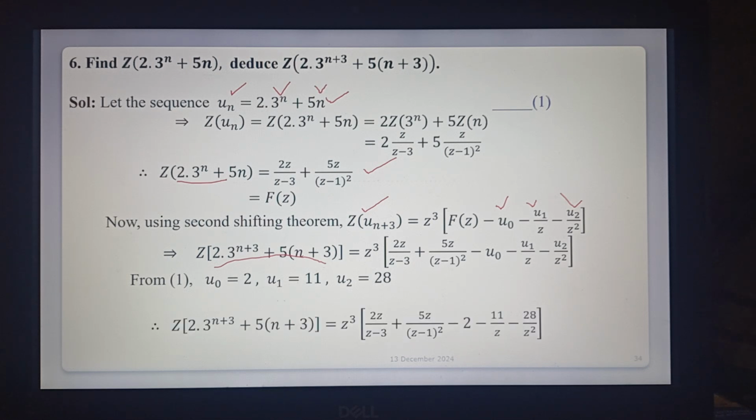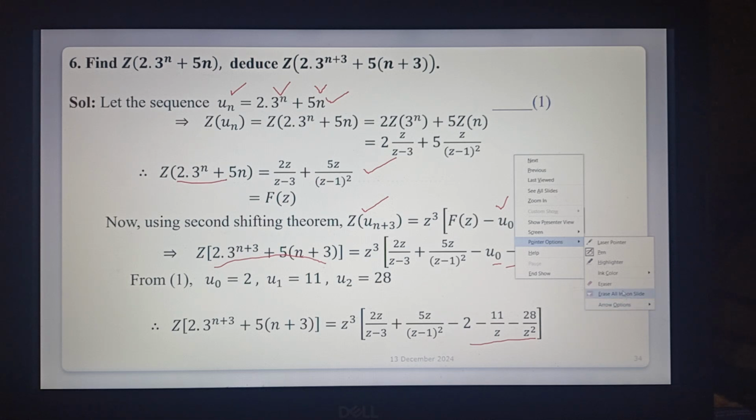Now substituting all values here, the z transform of 2 into 3 power (n+3) plus 5 into (n+3) is equal to z cube into f of z, substituting u0, u1, u2. Okay, so this is the required value.